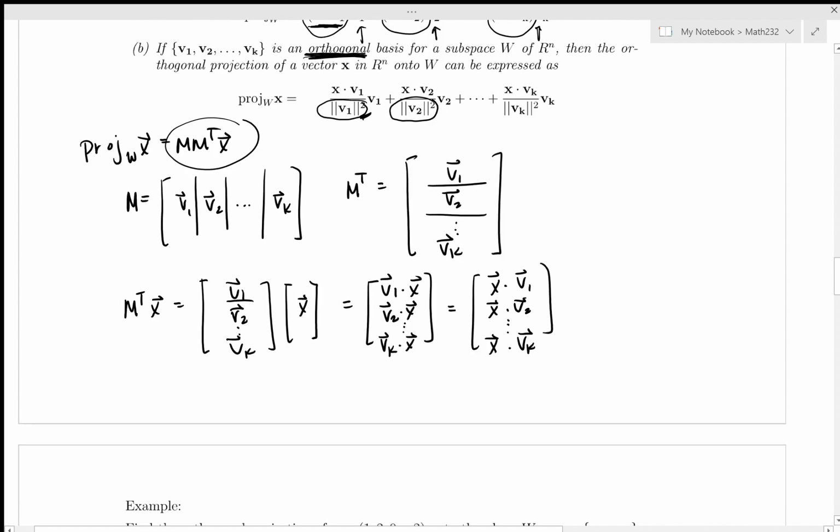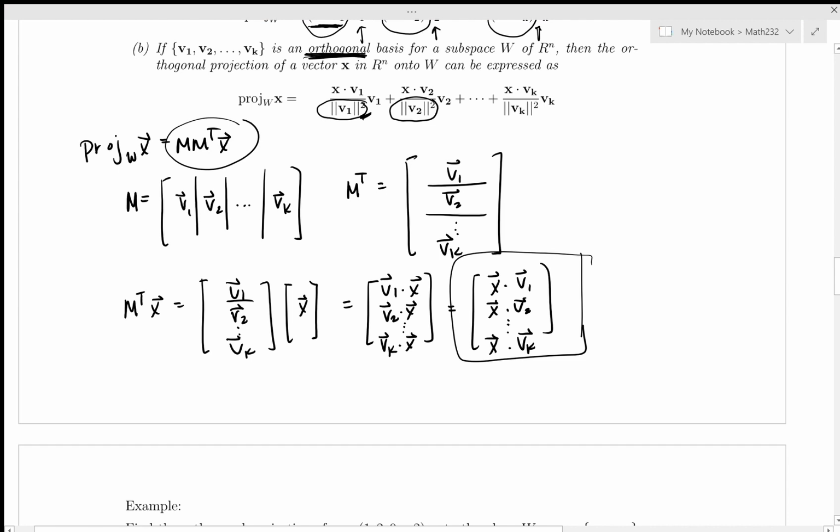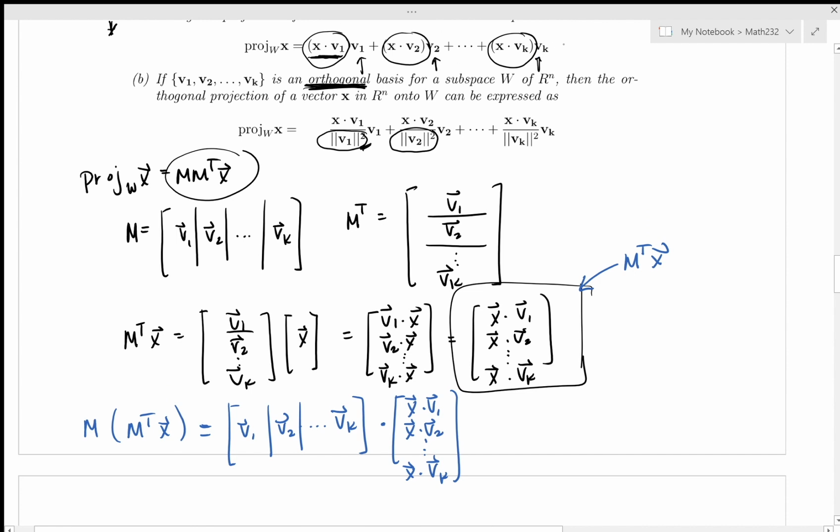All right, now I'm going to take this and multiply by M on the left. So this will be M multiplied by M transpose x, where this is M transpose x. I go ahead and do that, and that looks like this: v1 is here, v2 is here, down to vk, and then we multiply by x dot v1, x dot v2, all the way down to x dot vk. It doesn't seem immediately obvious, I didn't think so anyway, that you're going to get this result, because it doesn't look like this thing times v1.